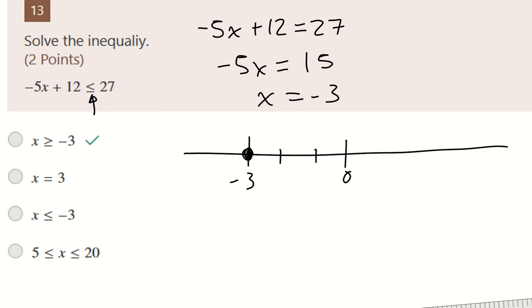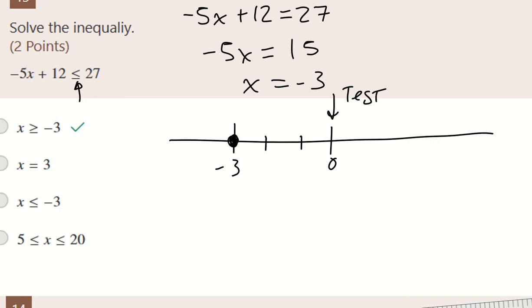And then I'm just going to test a value to the left or right and see which side makes it true. When I plug 0 into the original inequality, so I'm going to test this. This is the test, right? What do you mean? I thought this was the test. No, this is the test.